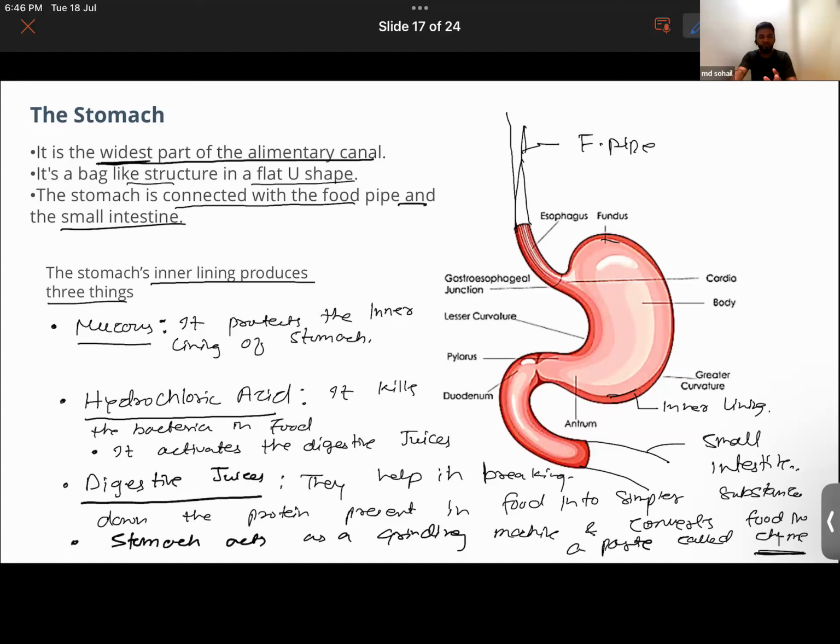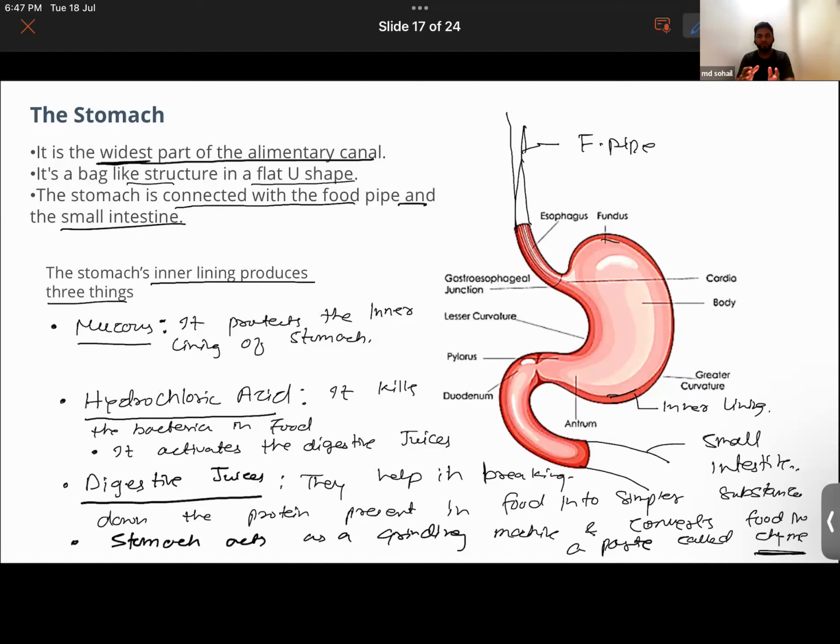So in 1822, accidentally, William Beaumont, an American doctor, discovered the stomach in the man. He discovered that it is a very thick-walled bag-like structure which is present on the left side of the abdomen. If you see on our abdomen, it is located on the left side. Its shape is flattened, right, guys? It's a flattened U-shaped structure, and we also discovered that it is the widest part of the alimentary canal.